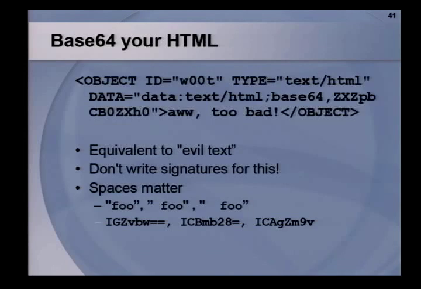One of the other ways that you can hide stuff in web browsers is you can encode things in Base64 and include them as an object inside of an object tag. The example that we gave here is a Base64 encoded string of evil text. One of the things that the IDS vendors are having a problem with is they don't want to implement a Base64 decoder in line. Unfortunately, they started writing signatures for the Base64 encoded stuff.